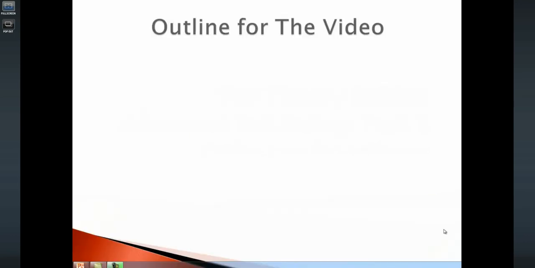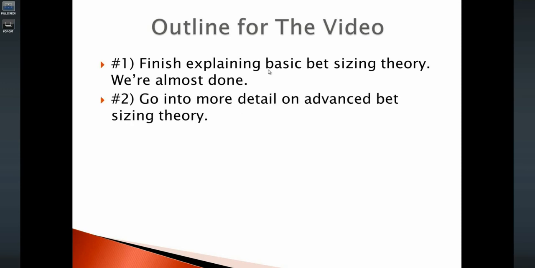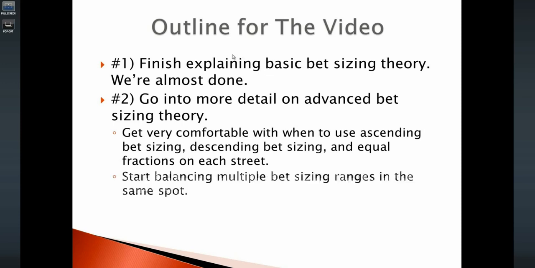I want to quickly go over the outline for this video. First, we're going to finish explaining basic bet sizing theory. We're almost done with this, so if you haven't seen the first video in this series, you definitely want to watch that before this one. It should be a video that came out a few weeks before this one, not the very old bet sizing theory. It should be the one released a few weeks before this one. And we're going to go into more detail on advanced bet sizing theory. We're going to get very comfortable with when to use ascending bet sizing, descending bet sizing, and equal fractions on each street. And we're going to start balancing multiple bet sizing ranges in the same spot. So we've got a lot to do today.